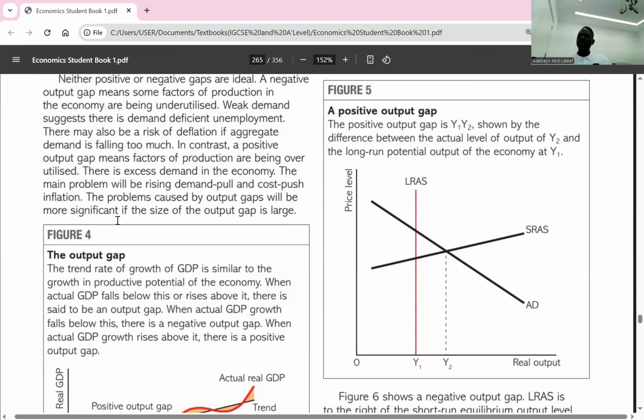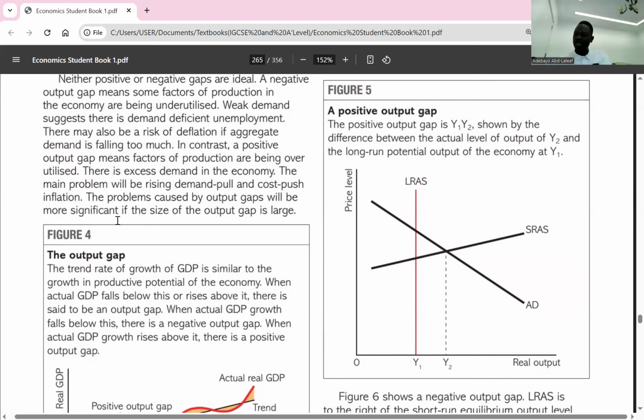So now, since output gap simply means that the economy is above the trend level, we can represent it on a graph this way. This is the graphical representation of the trend level. So here we are operating above. This is the short-run aggregate supply curve. This is equilibrium, but the economy is here.